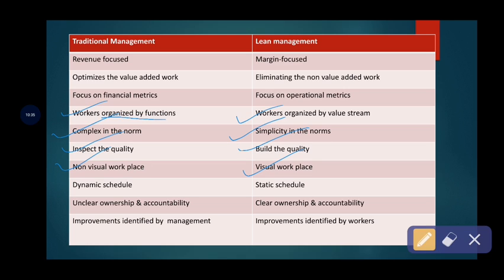So therefore, traditional management is also called a dynamic schedule in the production process. But lean management maintains a static schedule, because exactly they will produce the product as per the customer demand and wants. So whatever the customer demands, that much product must be supplied. So therefore under lean cost management there is a static schedule to the production process.